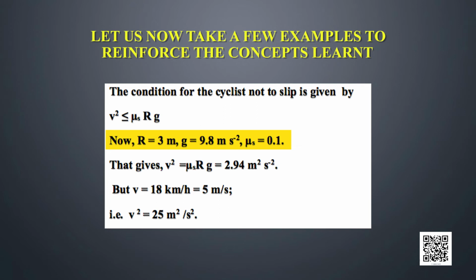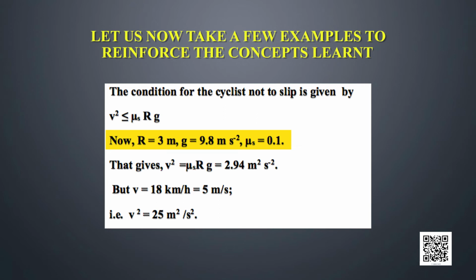Here, one thing should be remembered: do not use g equal to 10 meter per second square for calculations, because 10 meter per second square being higher than 9.8 is only an approximate value and will give us a falsely higher value of the safe speed, which may cause accidents.